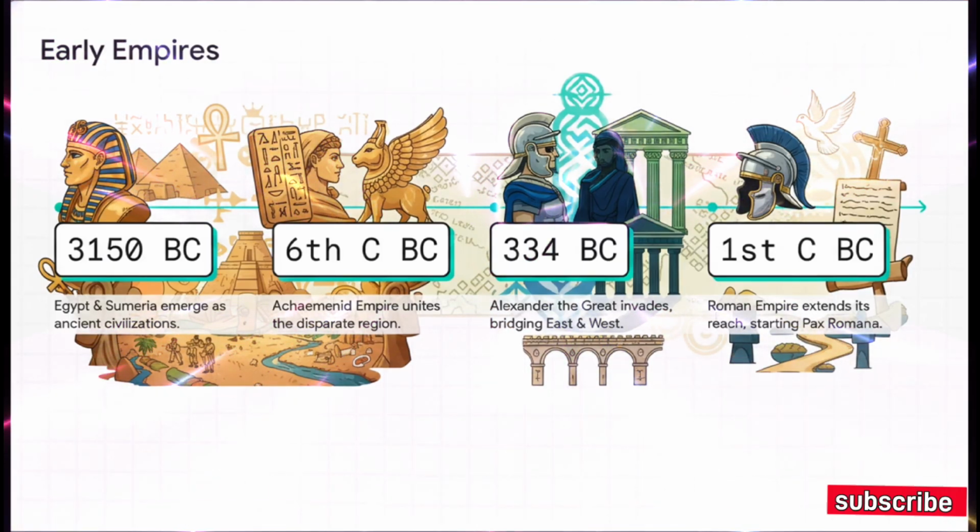Jump to the 6th century BC and Cyrus the Great's Achaemenid Empire unites this totally disparate region for the very first time. Then, in 334 BC, Alexander the Great invades. This sparks an incredible fusion of Greek and local cultures, a huge multicultural exchange bridging East and West. Finally, by the 1st century BC, the Roman Empire stretches its reach across the map, kicking off the Pax Romana. This brings deep economic integration and paves the way for the massive spread of Christianity across the region.